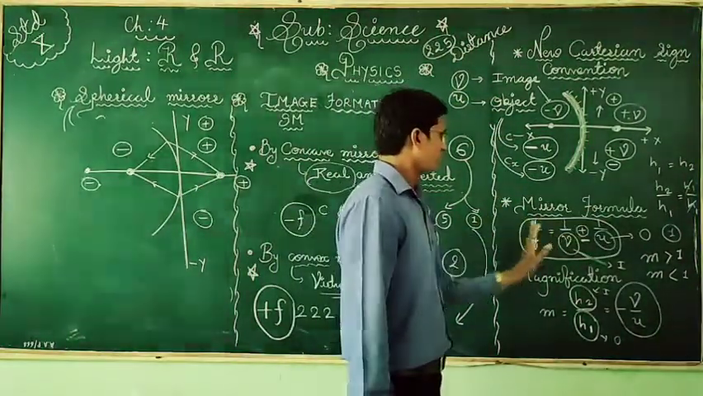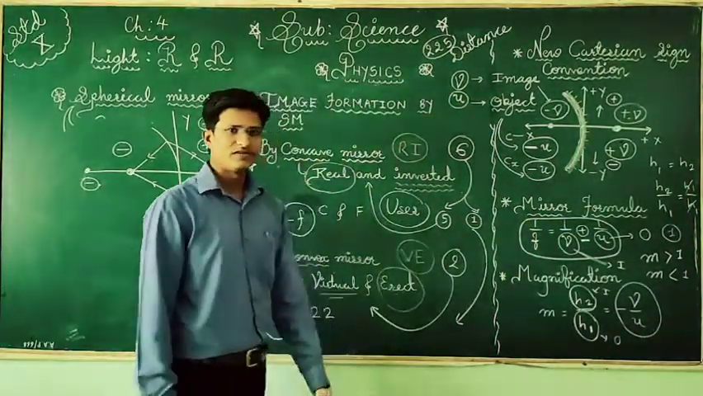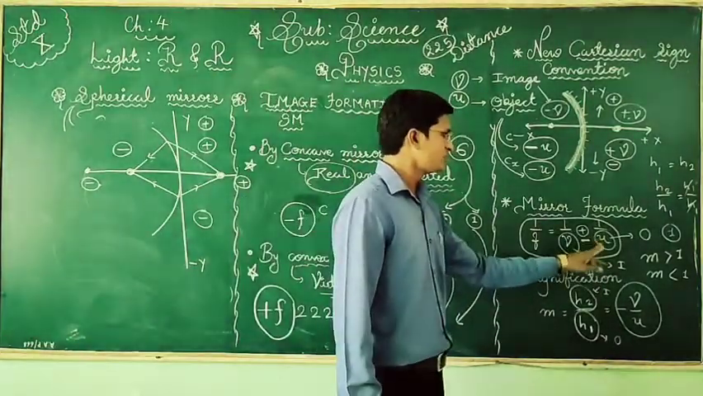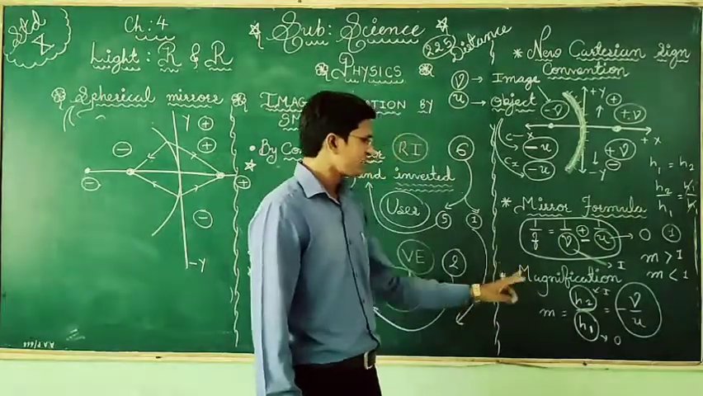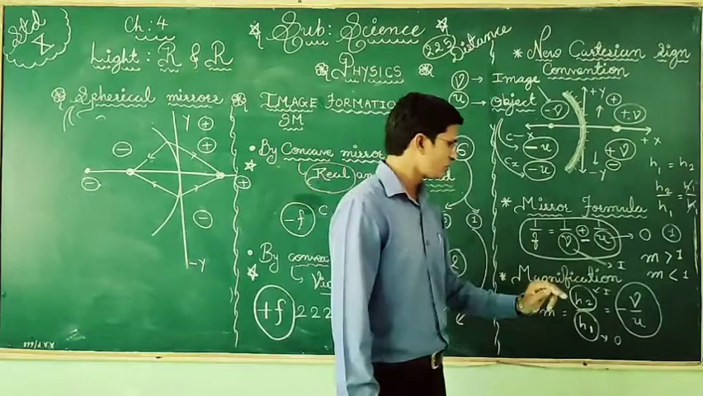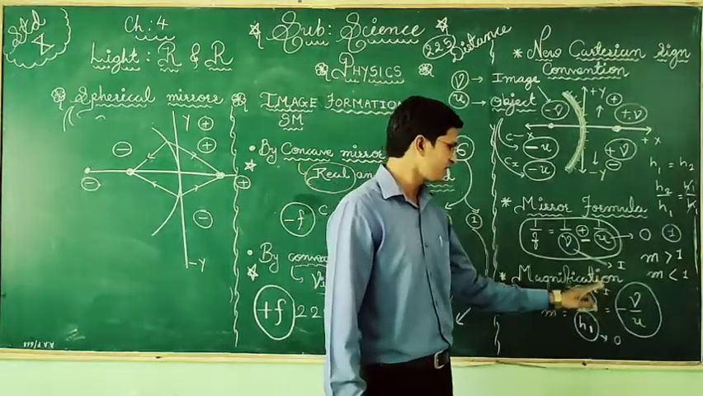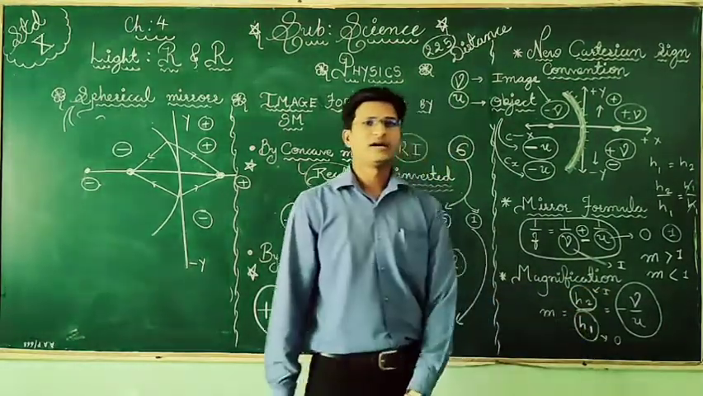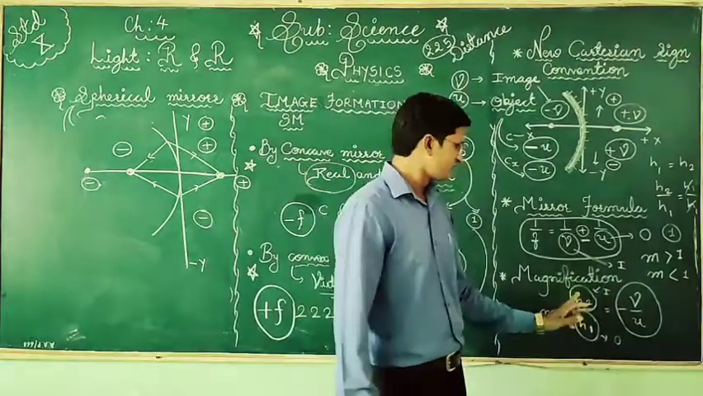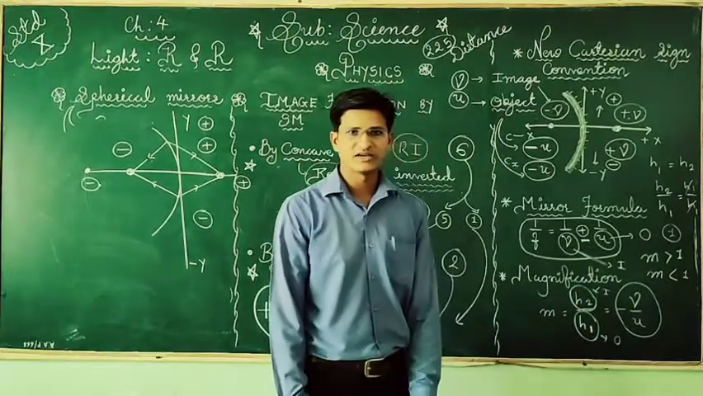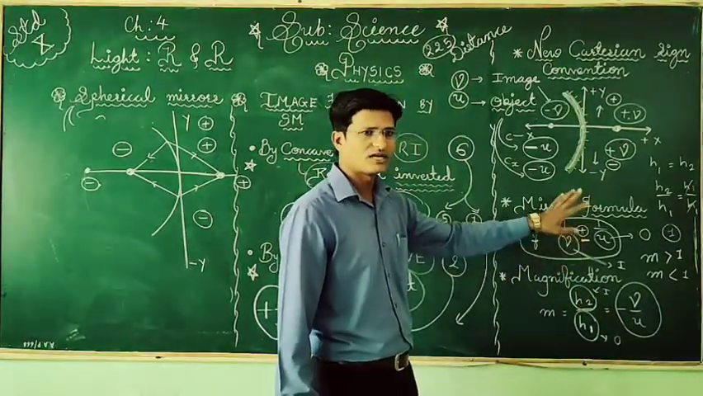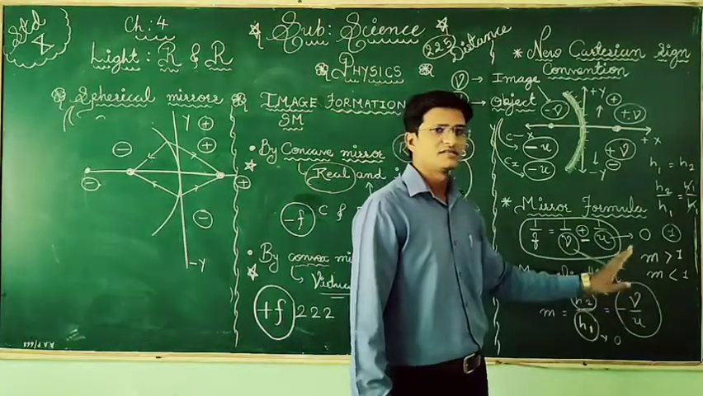And the mirror formula: 1 upon f is equal to 1 upon v plus 1 upon u. Here v is the image and u is the object. Then magnification m is equal to h2 upon h1, where h2 is the height of the image and h1 is the height of the object. But as far as the mirror is concerned, the magnification has a minus sign, though the formula is plus. Remember, the mirror formula is plus, but magnification is minus.